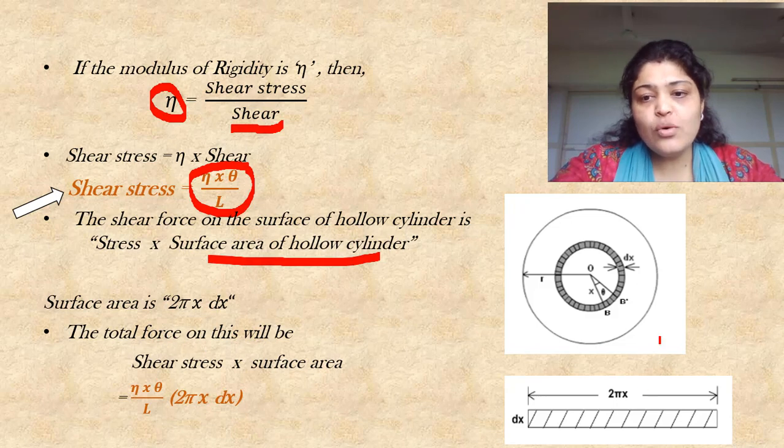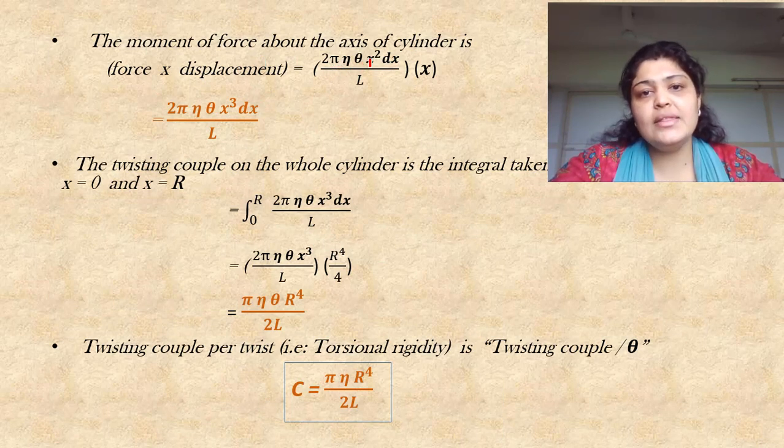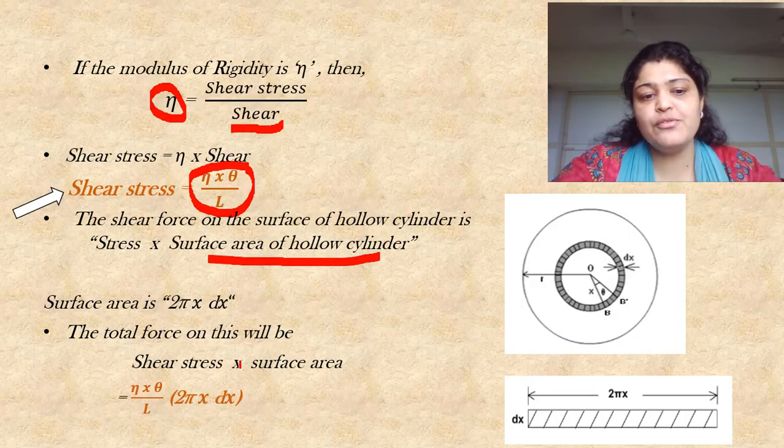So the total force on one segment which we have considered will be shear stress into the surface area. Shear stress is eta x theta by L, and into the surface area 2 pi x dx. So this gives us the force, which is 2 pi eta theta x dx upon L into dx. This is just obtained from this equation.